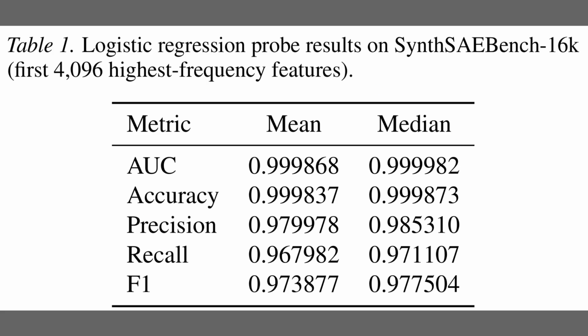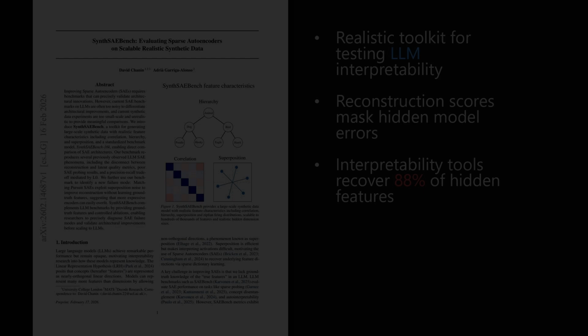So while the previous figures showed SAEs struggling to find the right features, Table 1 establishes the theoretical ceiling by training supervised logistic regression probes on the data. The results here are remarkably high. The bottom row highlights a mean F1 score of about 0.97, while the top row shows an AUC of nearly 1. Since the best SAE only achieved an F1 of 0.88, this gap proves that the features are mathematically recoverable, but current unsupervised methods are simply failing to extract them effectively.